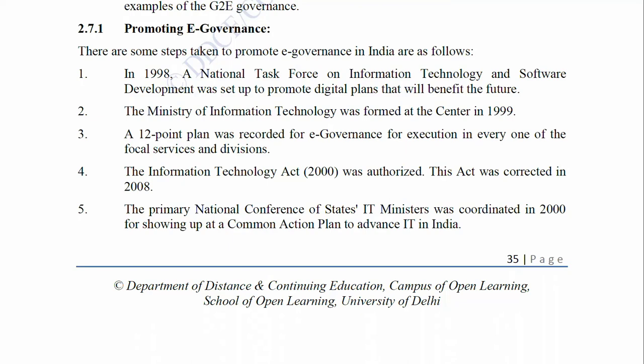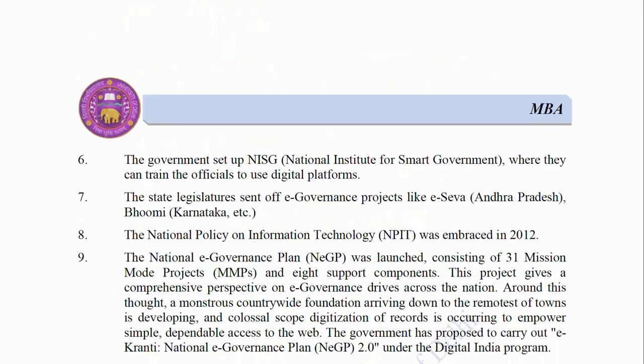2.7.1. Promoting e-governance. There are some steps taken to promote e-governance in India, as follows. Point number 1. In 1998, a National Task Force for Information Technology and Software Development was set up to promote digital plans that will benefit the future. Point number 2. The Ministry of Information Technology was formed at the center in 1999. Point number 3. A 12-point plan was recorded for e-governance for execution in every one of the focal services and divisions. Point number 4. The Information Technology Act 2000 was authorized. This act was amended in 2008. Point number 5. The first National Conference of State IT Ministers was coordinated in 2000 for arriving at a common action plan to advance IT in India.